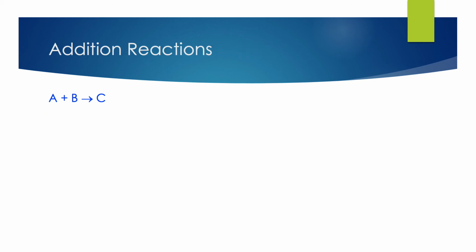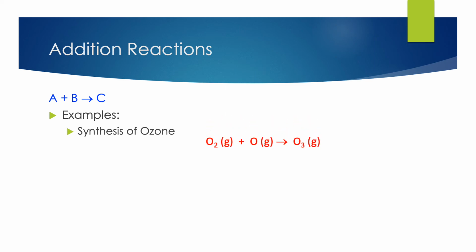Now, what about addition reactions? Well, they're kind of the opposite of decomposition reactions. It's two things come together, A and B, and they create a unified whole, which would be C. What are some examples? Well, synthesis of ozone is a very important example that takes place in the stratosphere, where we have oxygen diatomic molecules that react with oxygen atoms to form ozone. Obviously, we depend upon this to help shield us from ultraviolet radiation.